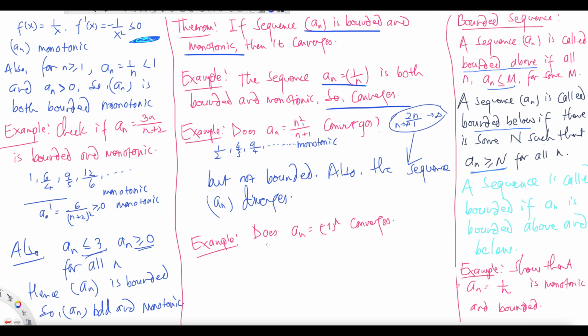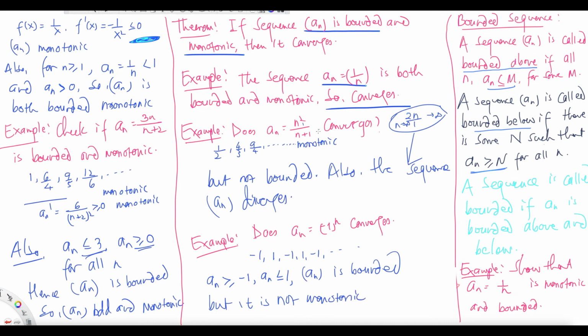Also, let us see another example. Does a_n equals (-1)^n converge or not? So how do the terms look? It is like -1, 1, -1, 1, -1, and so on. Is it bounded? Yes, it is bounded, because a_n is greater than or equal to -1 and a_n is less than or equal to +1. So a_n is bounded, right? Because it is smaller than a number and bigger than another number. But the problem is, it is not monotonic.